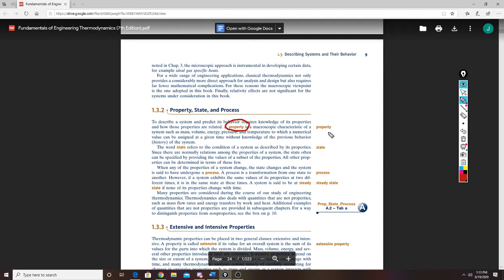I know this is all very basic, but it is important that you get this, because the next parts get a little more in depth. So a property is something you can find about the system. It's related to the characteristics of the actual fluid.